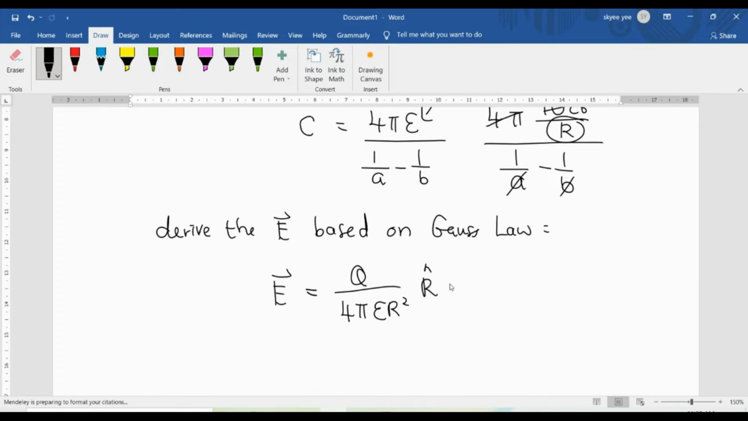This one is the r direction. You get it from Gauss's law. You can refer to your notes. We talked about this on Sunday. Refer to the PowerPoint and the module, and you get this.